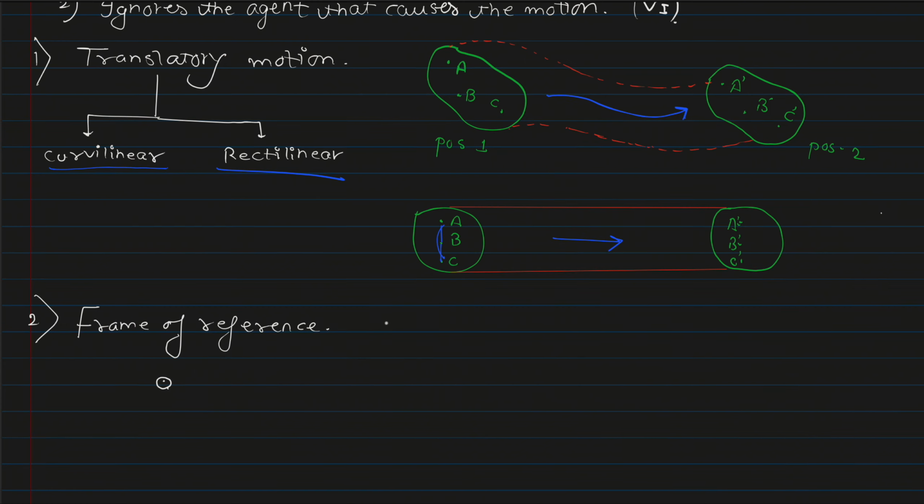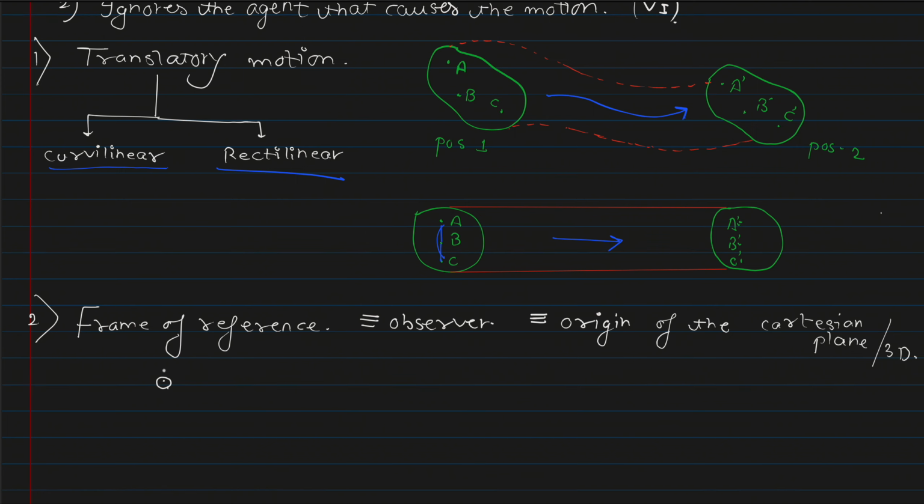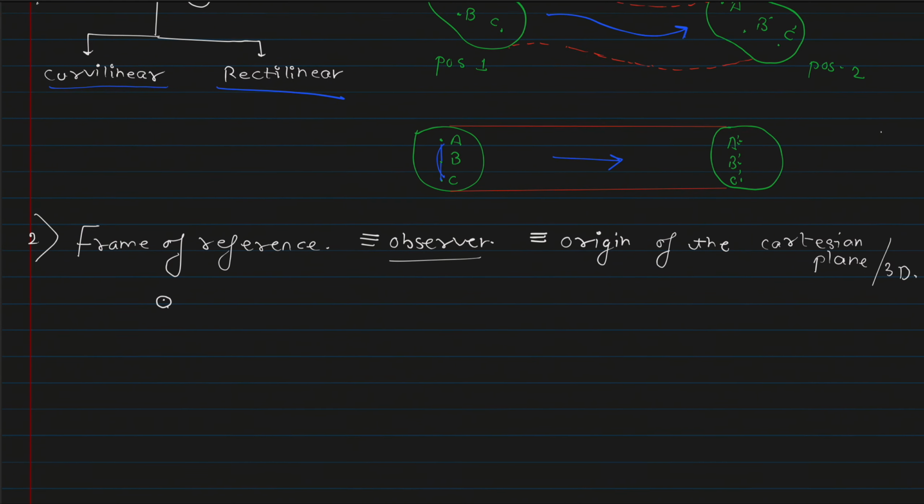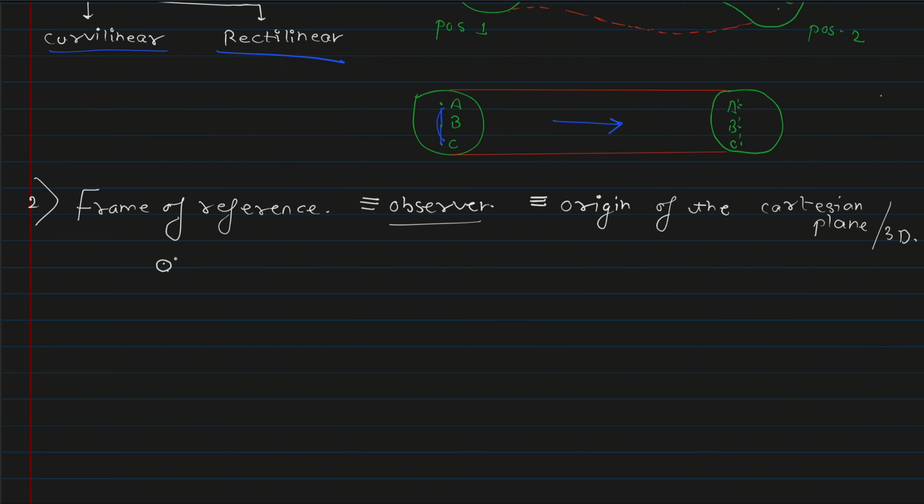The frame of reference is nothing but basically the observer or the origin of the Cartesian plane, or in 3D. All right. So the frame of reference is nothing but the observer or the origin of the Cartesian plane. All the motion which we write is with respect to this point, let's say point A.